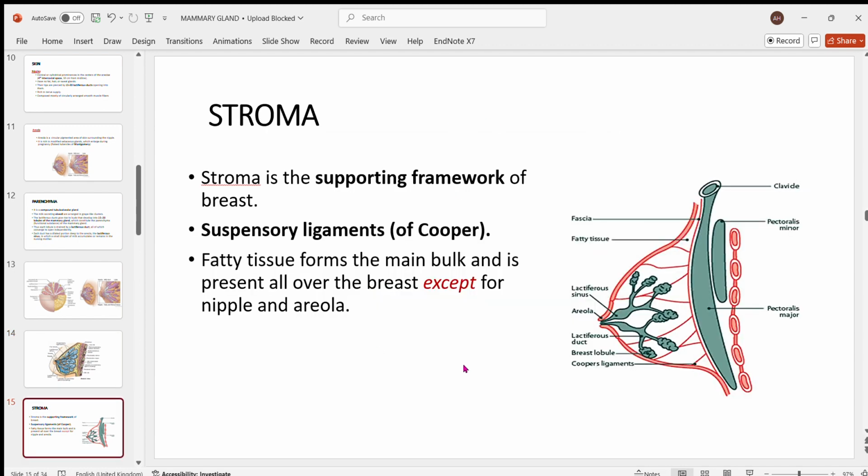Now, the third heading was stroma. Stroma is the supporting framework of the breast. In this picture, we can see this greenish structure is the parenchyma that we have discussed earlier, constituting of the lobules, lobes, ducts, and the lactiferous sinus. The supporting structure or stroma is these suspensory ligaments. These red structures are the suspensory ligaments of Cooper.